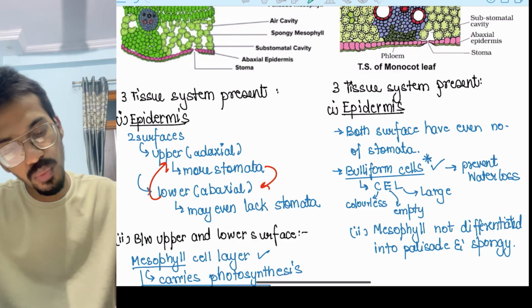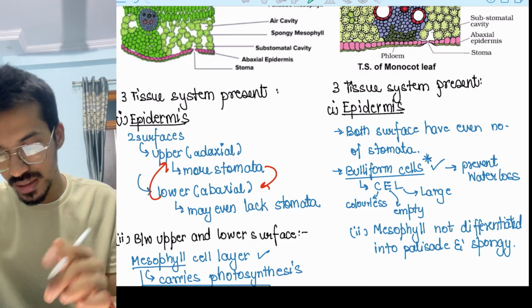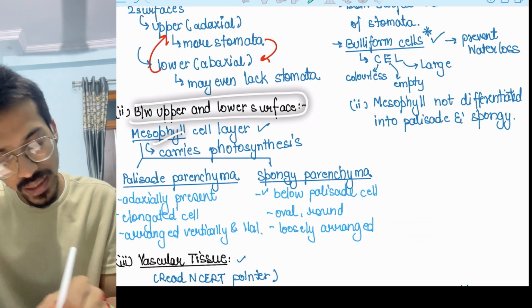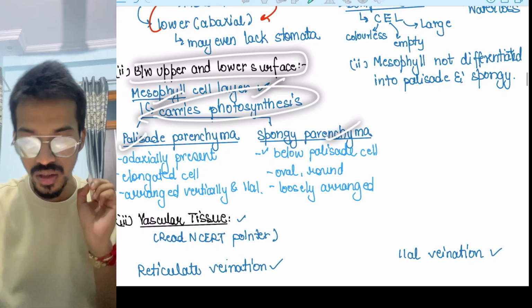Then here both surfaces have an even number of stomata. Next, between the upper and lower layer, the mesophyll cells are of two different types. Both carry out photosynthesis, palisade and spongy. Their parts I have told you.